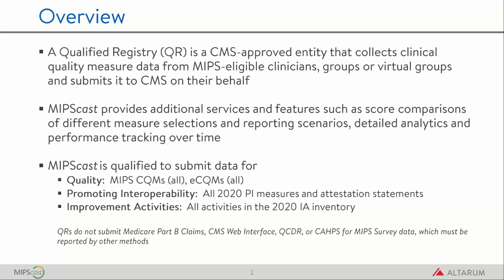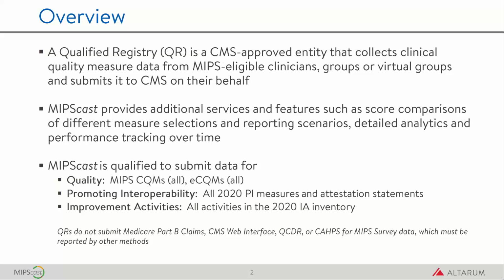Just to note that we do not, and as a qualified registry are not able to, submit Medicare Part B claims measures. Those are submitted through billing directly to Medicare, and they calculate those measures. Nor can we submit the CMS web interface measure set, which is what is used by ACOs and also large groups. They have a distinct submission method that no registry is able to use and submit.